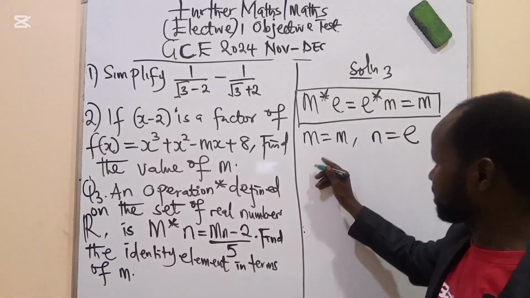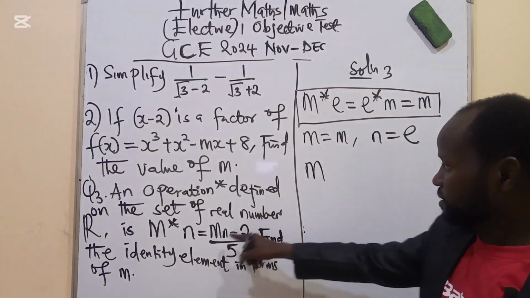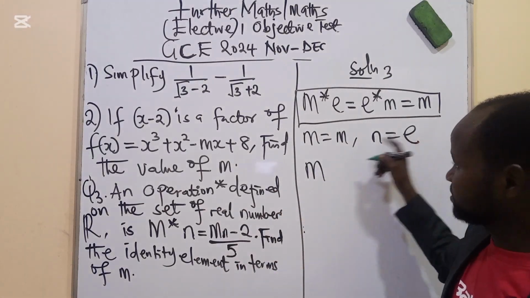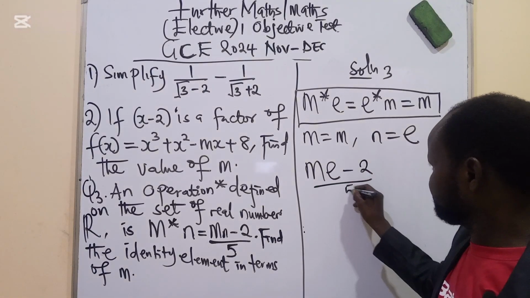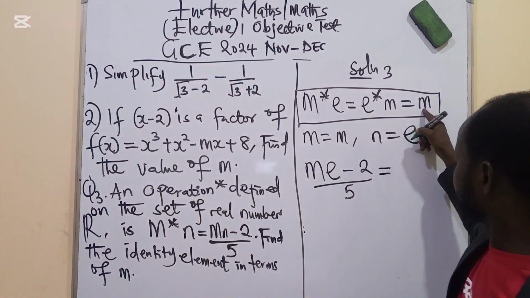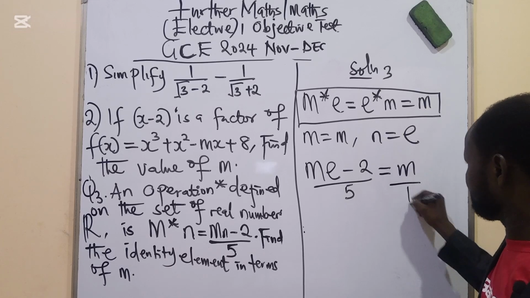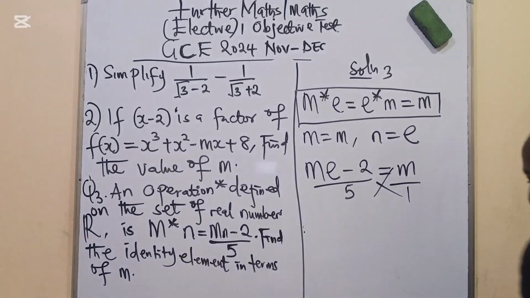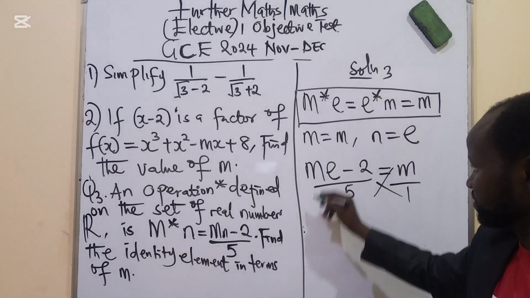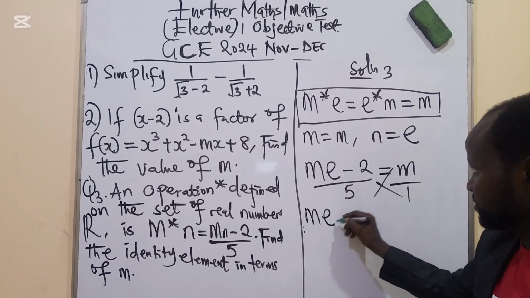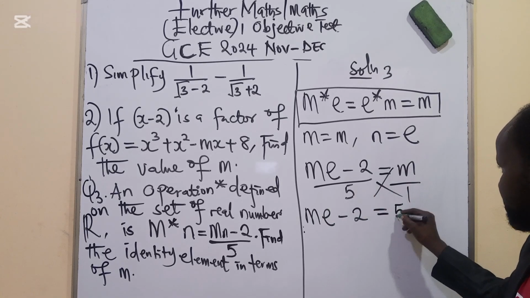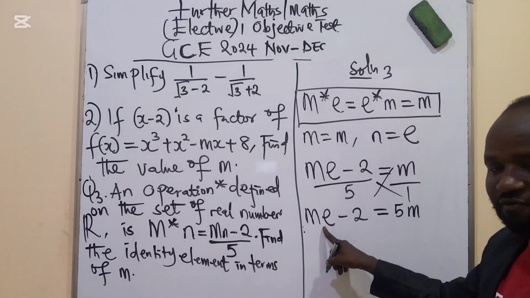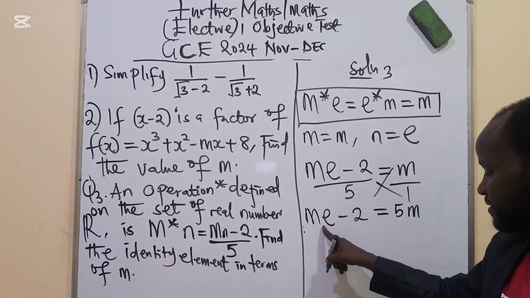Anywhere we see m, we put n. So it will be m times n, where n now is the identity element, e, minus 2 divided by 5. It must be equal to m. We are looking for the identity element. Let's cross multiply at this point. 1 times the whole of this. We have m times the identity element minus 2 will be equal to 5 times m, which is 5m. We are looking for the identity element. Let's make the identity element the subject.